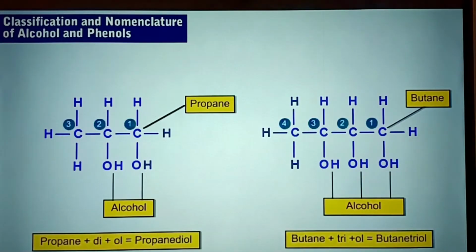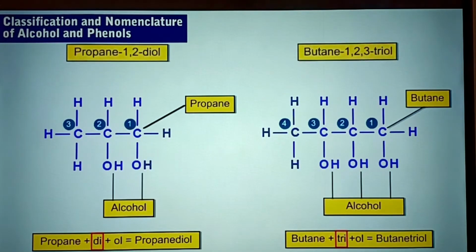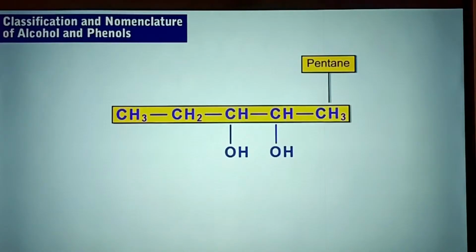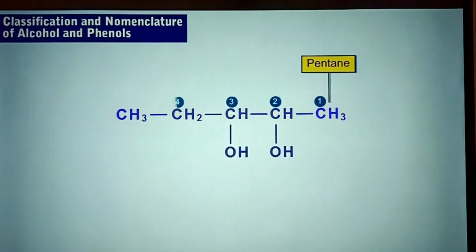The appropriate multiplicative prefixes di, tri, etc. are used to indicate the number of hydroxyl groups present. Numbers in the name then give the locations of the hydroxyl groups. In the example shown here, the longest continuous chain has 5 carbons. We have to start numbering carbons at the right, closest to the hydroxyl groups. Notice that the hydroxyl groups are attached to carbons 2 and 3.